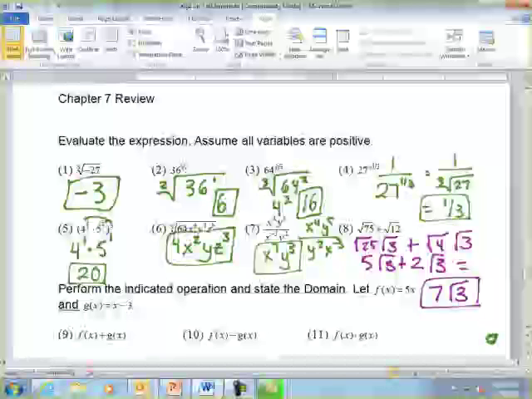All right? Questions on any of these first 8? If you would like to practice more problems, these types of questions were found in 7.1 and 7.2.